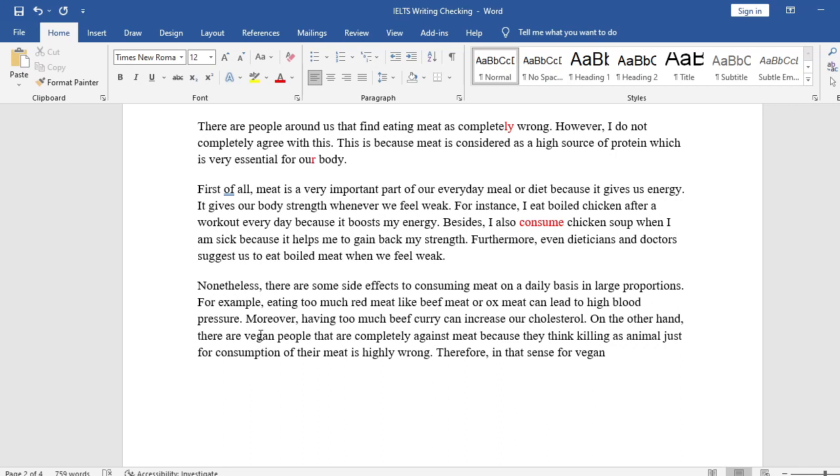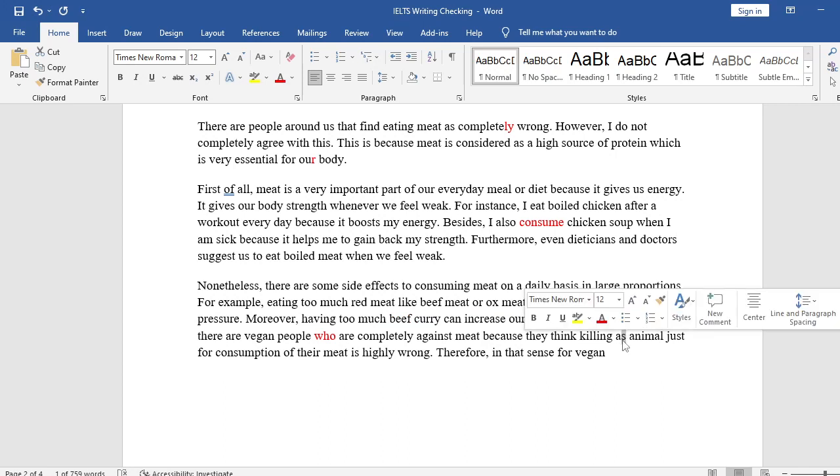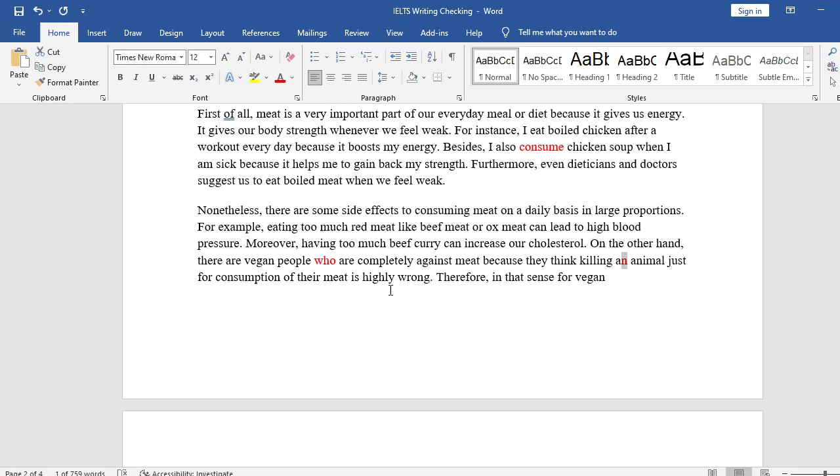On the other hand, there are vegan people that are, so normally when we write people, we shouldn't write that, even though it's not completely wrong, but I suggest writing who are completely against meat, because they think killing an animal just for consumption of their meat is highly wrong. Okay, so this is also a very good point, that vegan people, many of them actually think about the moral consequences of meat consumption, of killing animals, and not only killing animals, but the way that butcheries work, abattoirs.